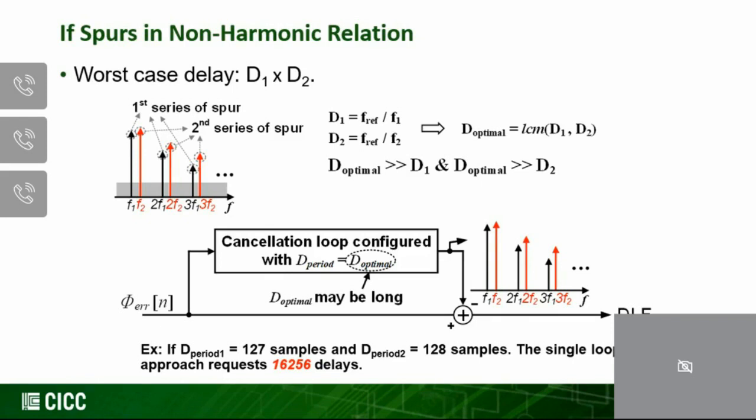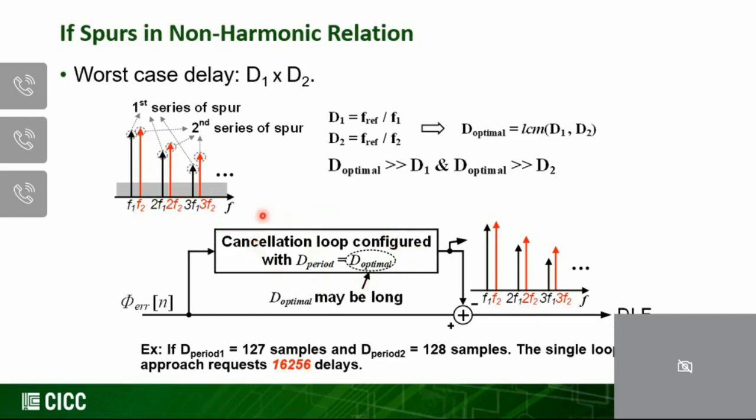So now let's step back a little bit and go back to the case I proposed earlier, where you have two different series of harmonic tones. As you can see, F1, 2F1, 3F1, and F2, 2F2, and 3F2. The problem is that this F1 and F2 may not be in harmonic relationship. So in that case, you have one option.